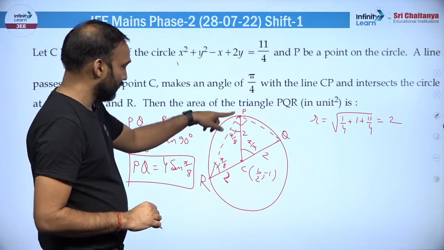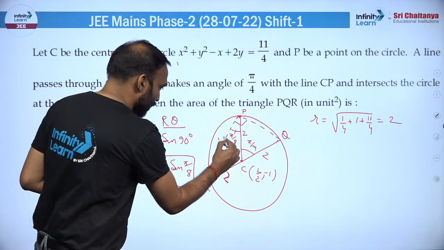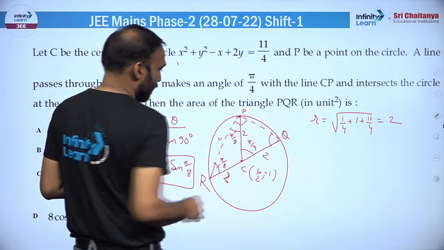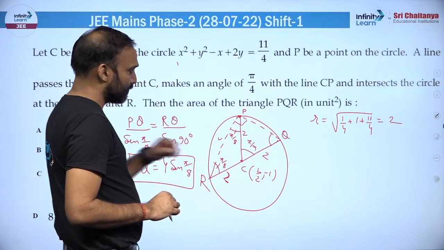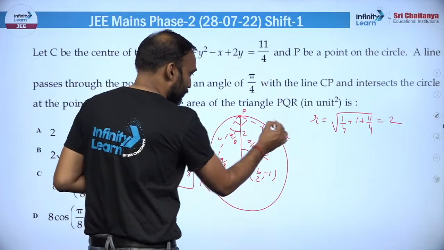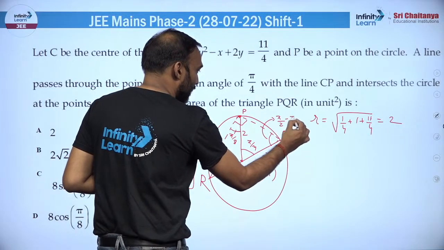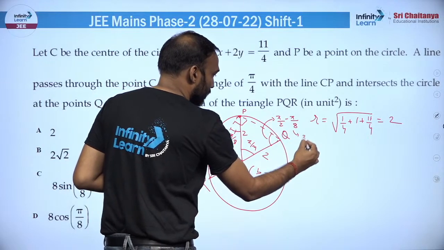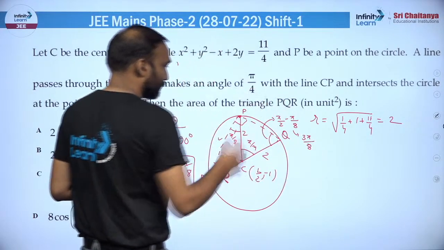Now I need to find out the value of PR. Now for PR, I need this angle. So if this is 90, this is pi by 8. So this has to be pi by 2 minus pi by 8. If I multiply by 4, this is equal to 3 pi by 8.